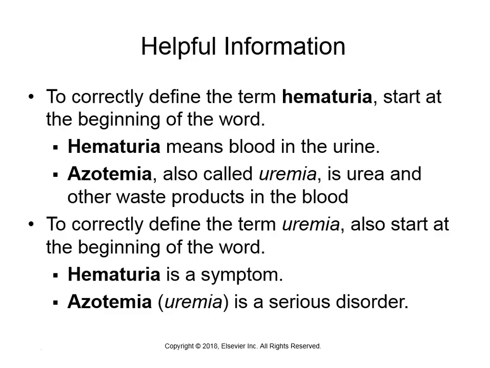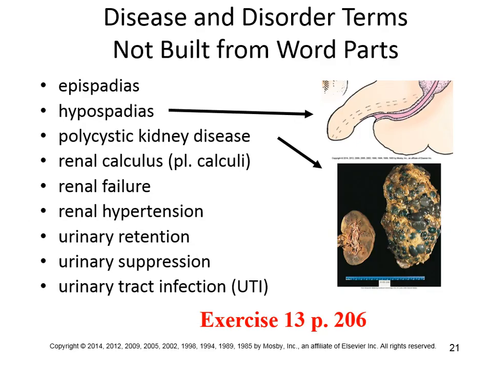Azotemia means that you have waste products that should have been filtered out of the blood still in the blood. So you're not peeing blood. What should have been in your urine is staying in your blood, and that is really the problem. So they're a little bit different. Hematuria is when you're peeing blood, which is a symptom of a bigger problem. Azotemia is its own separate serious disorder. Okay, so now we get to the ones where these are not built from word parts.